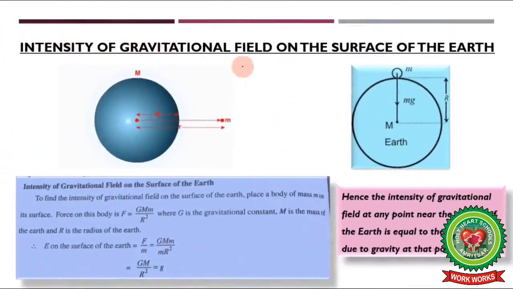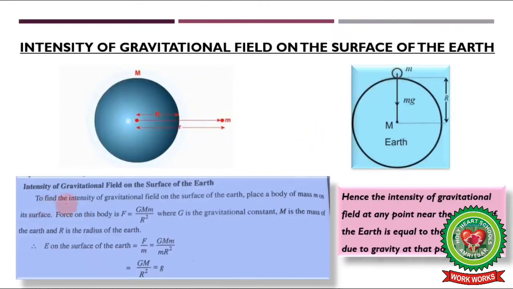Now, intensity of gravitational field on the surface of the earth. In the previous article, we have read the intensity of gravitational field at a point which is r distance away from the surface of the earth. Now we are considering that the mass is on the surface of earth, then what will be its intensity of gravitational field?